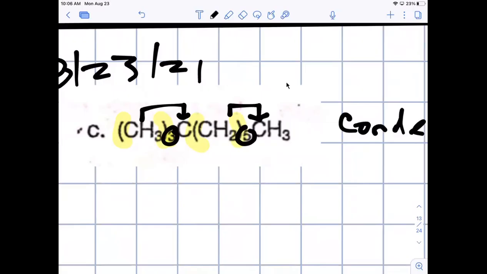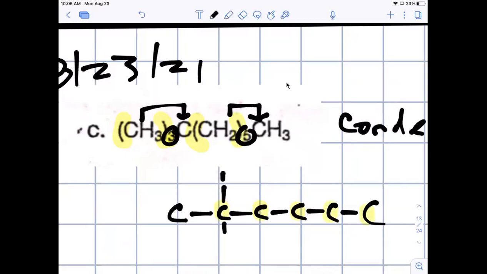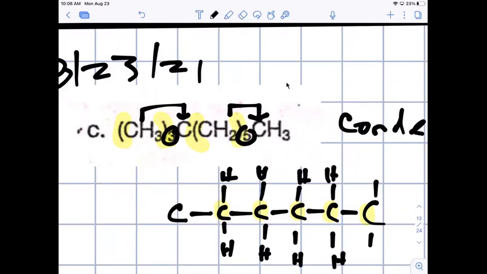Let's write it out in Lewis form. So here's that carbon, and we're going to put the CH2s in first. So that's 5. Do y'all see that? 1, 2, 3, 4, 5. And each one of those is a CH2. We're okay with that?